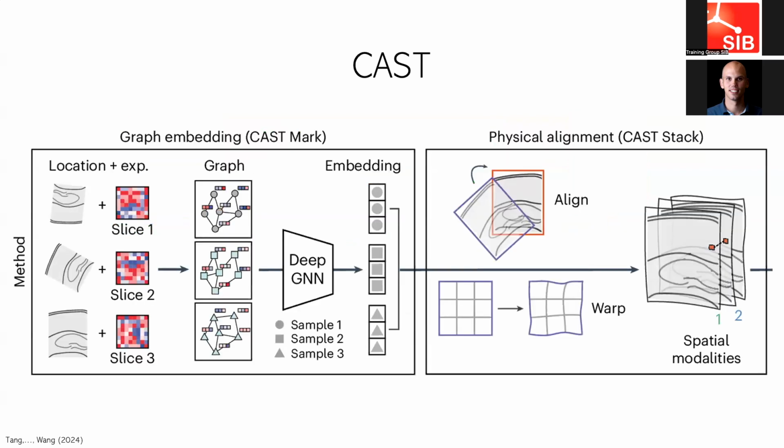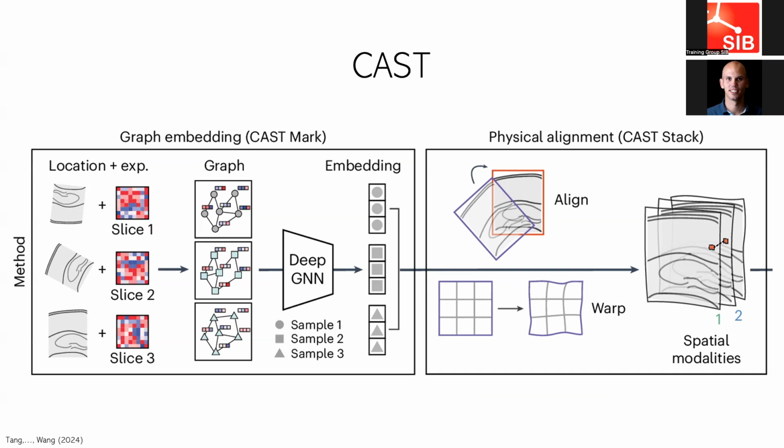Other methods use different approaches. CAST, for example, is a method where if you have multiple slices, you have the location and the gene expression matrix associated with these locations. What you do is build a graph of every section. The nodes on this graph are the spatial locations, and the connections are the spatial distances between these locations. And you have these node features, these small vectors over here. This is the gene expression profile of every spot or location.